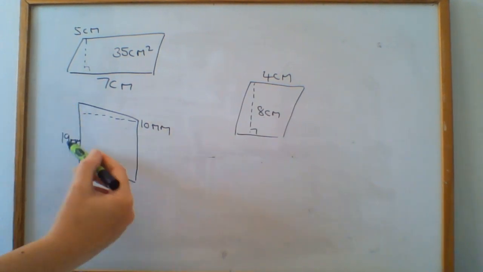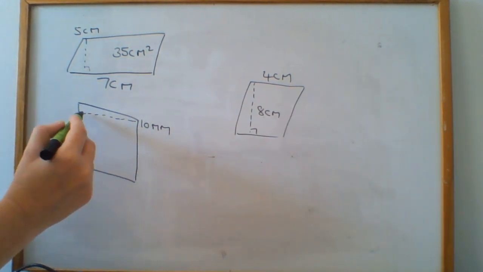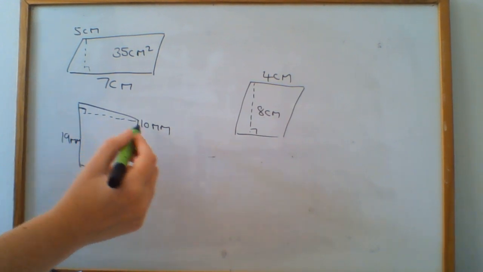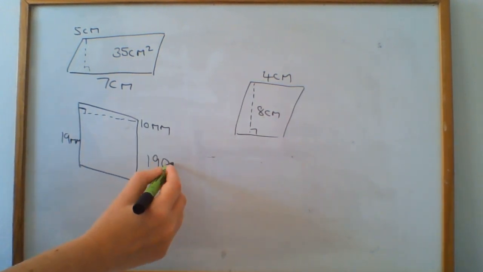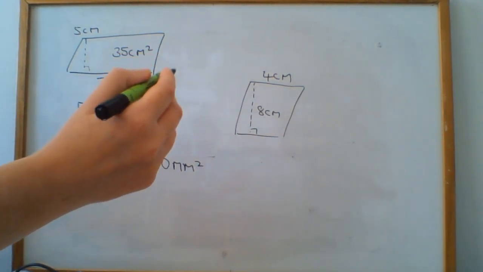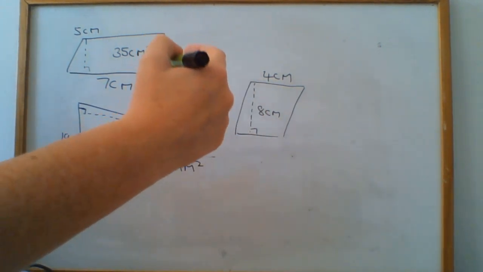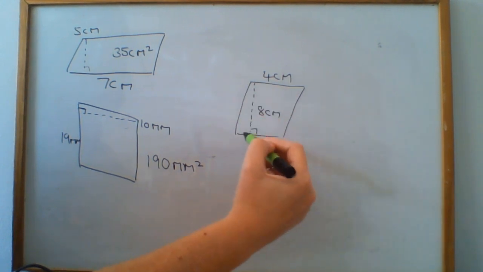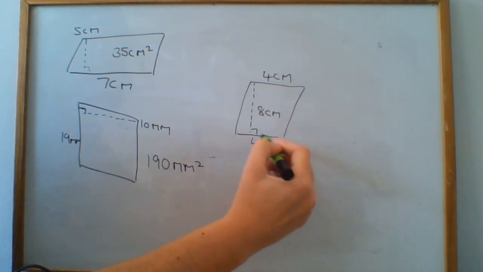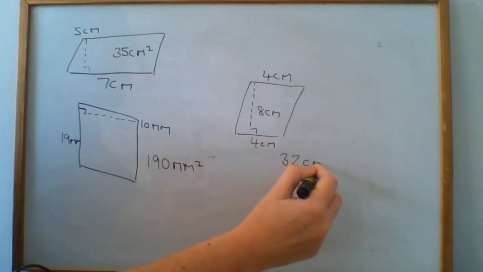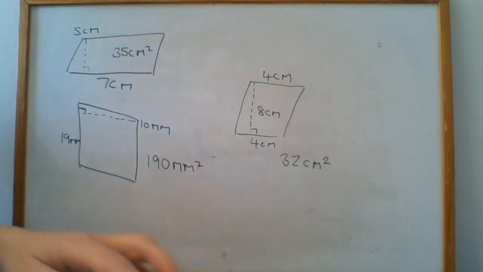For this one, we've got our base here as 19 millimetres, and then our perpendicular height here makes our right angle with the base. So we've got 19 millimetres by 10 millimetres, which is 190 millimetres squared. Don't forget your squared, or you maybe wouldn't get the answer correct, because it wouldn't be right without the squared on it. And then the last one, we've got our base at 4 centimetres and our perpendicular height 8. 4 times 8 would be 32 centimetres squared.